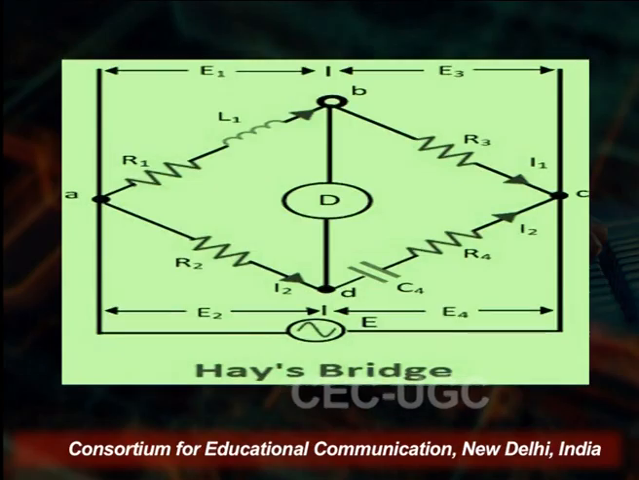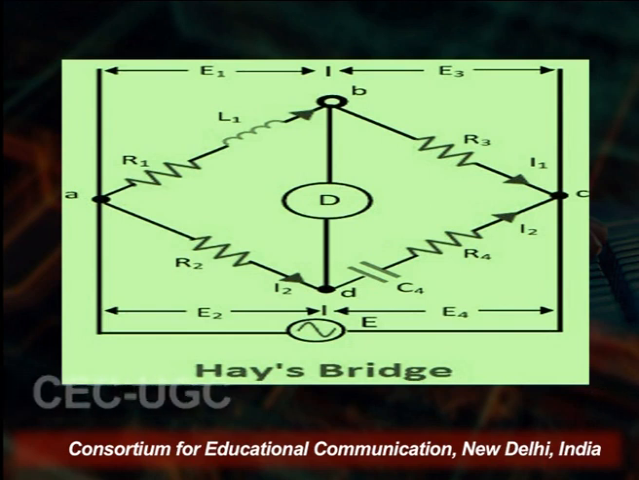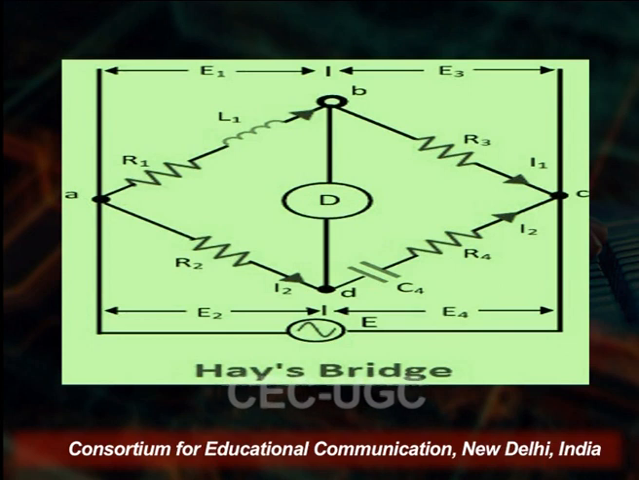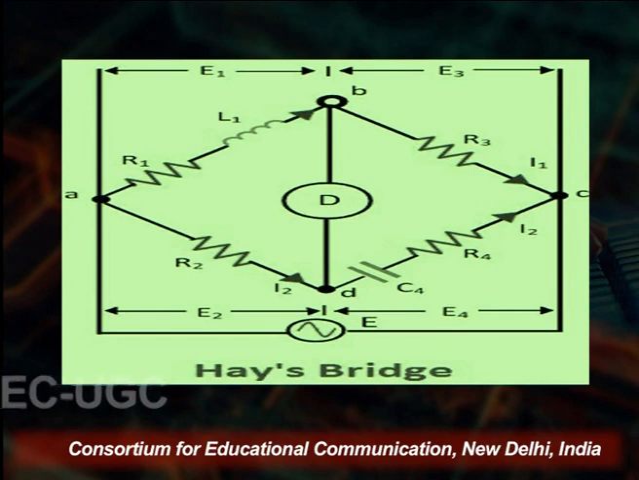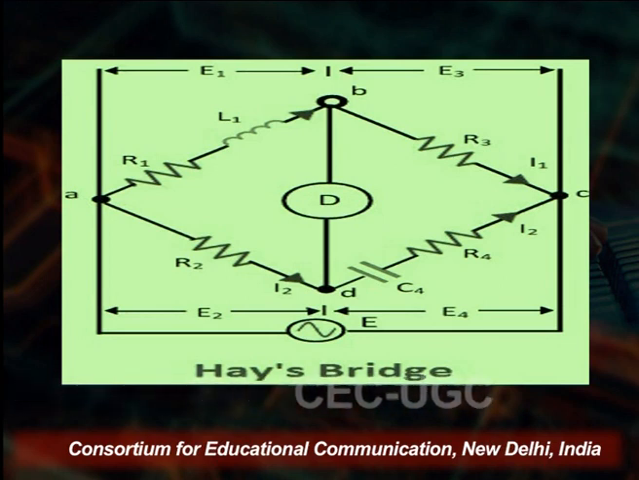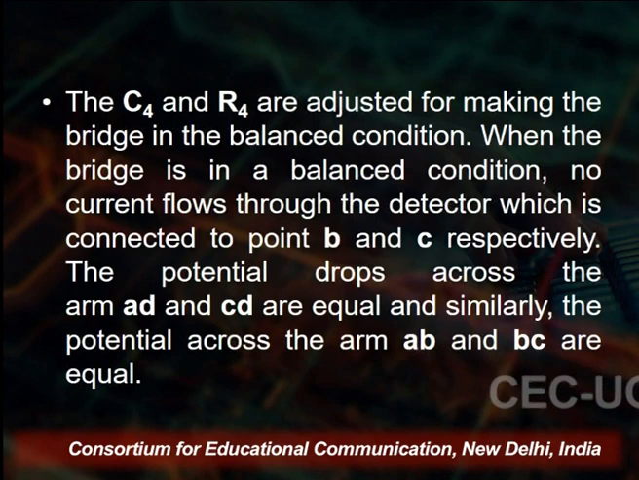You see in the diagram here that in the arm D and C, we connect the resistance and capacitor in series. That is C4 and R4. The others are arranged the same, and you see on the arm A and B, R1 and L1 are arranged in series, and R2 and R3 are the known resistances. So this is the Hayes bridge that is used for measuring the self inductance.